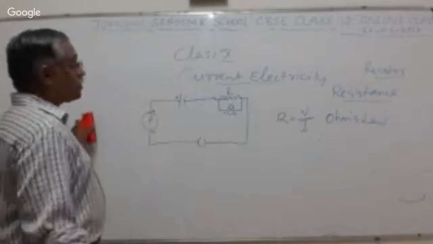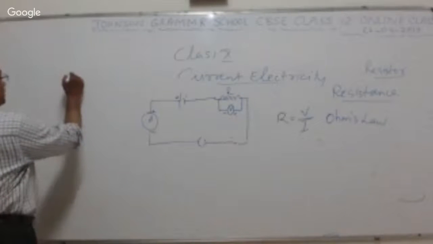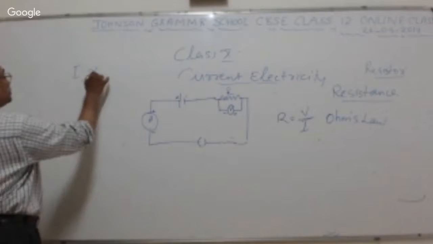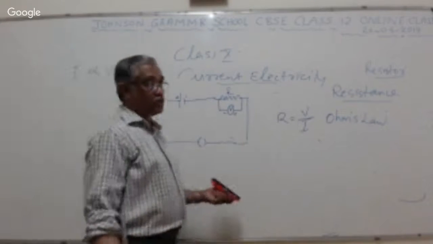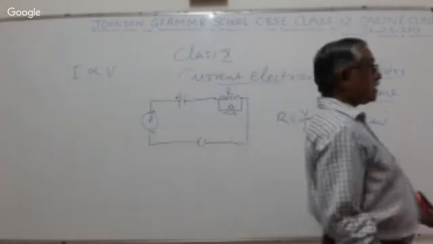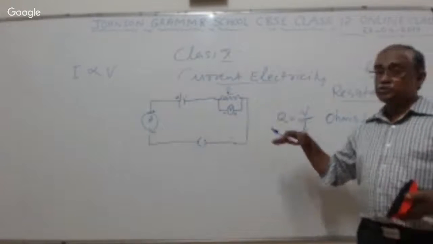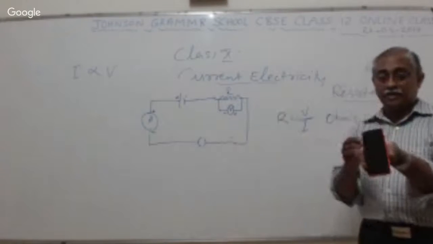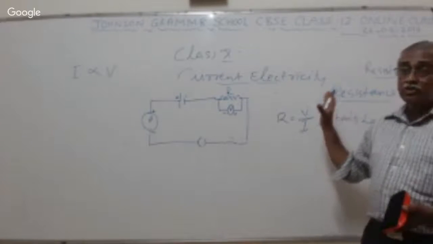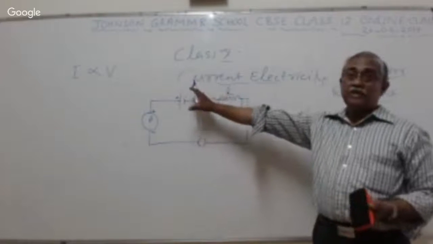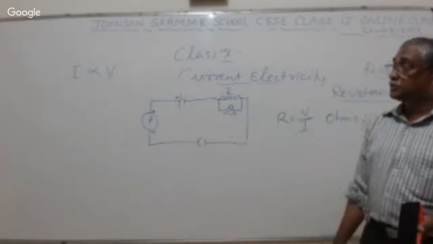So what is this Ohm's law actually? Ohm's law says that the current passing through a conductor is proportional to the voltage, or the potential difference. We have seen that when one cell is connected, the current flow will be a fixed value. Suppose 2 cells, 3 cells, 4 cells are connected, the energy will be increased. So the current depends on the number of cells connected, which provide the potential difference. So I is proportional to V.